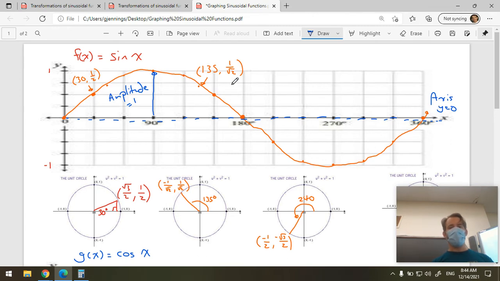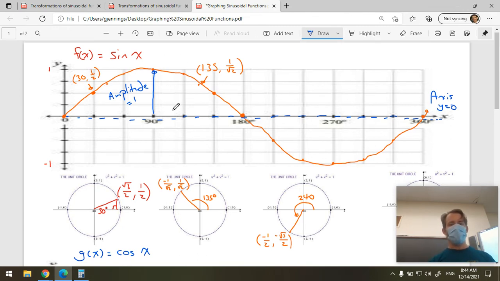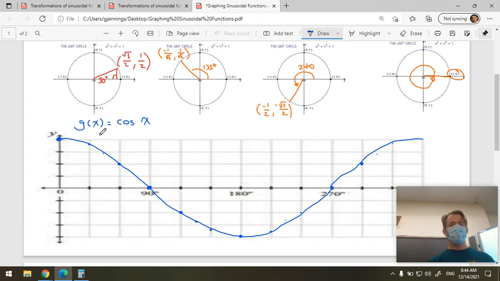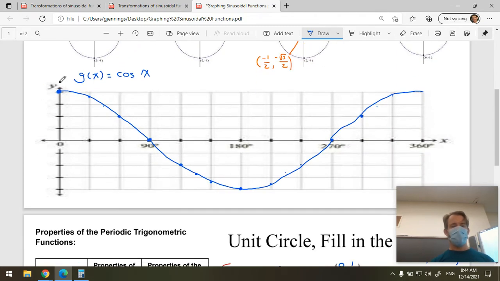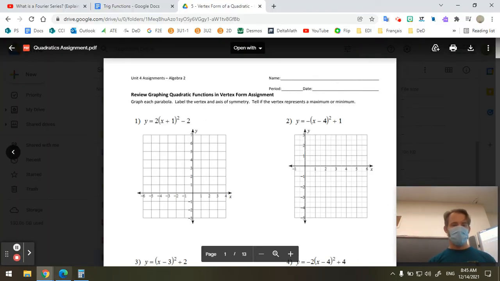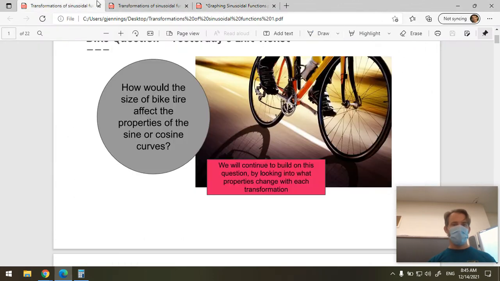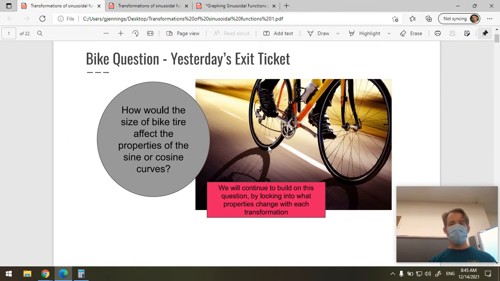So if you said cosine is just sine of x minus 90, that's correct. If I move this point over here, then you'd have a cosine curve. Imagine this is where we had the y-axis. You would have this curve here. They're the same. They're just horizontal translations. So we could use either sine or cosine in this case to model this rock that's been caught by the bike tire and is moving around the bike tire.